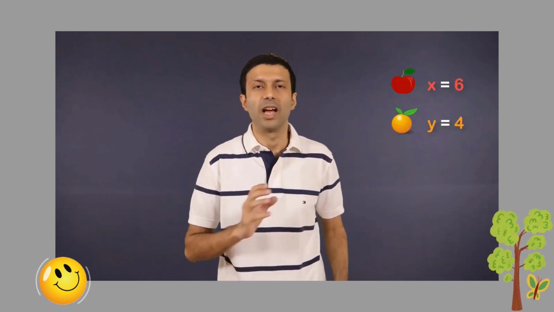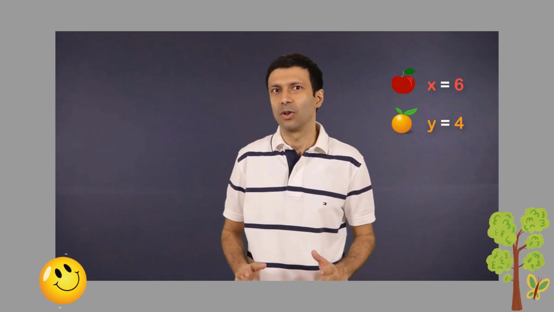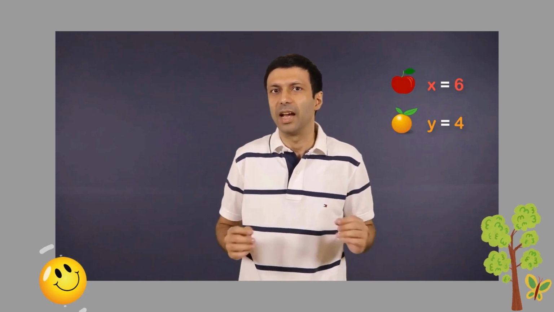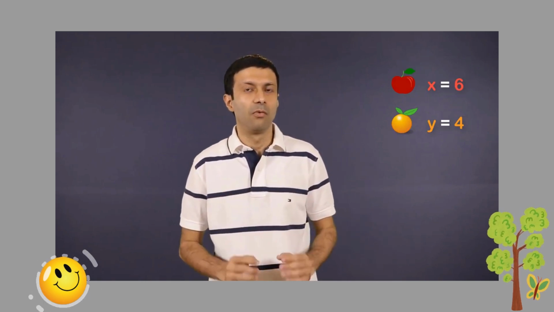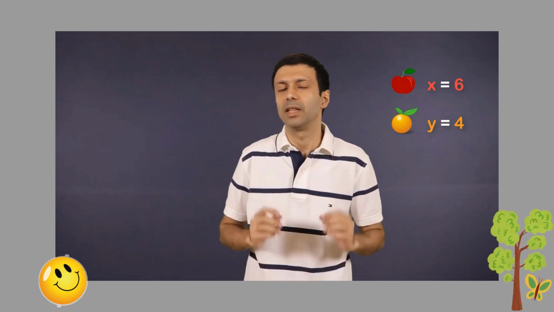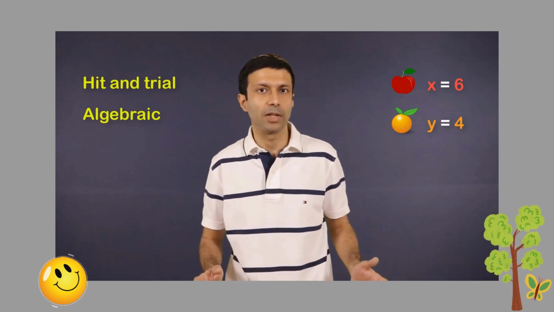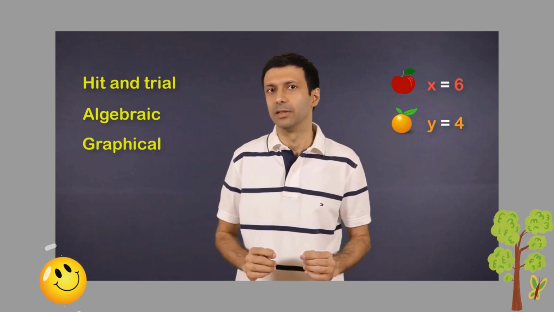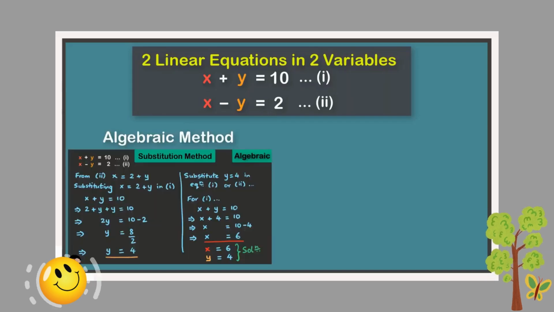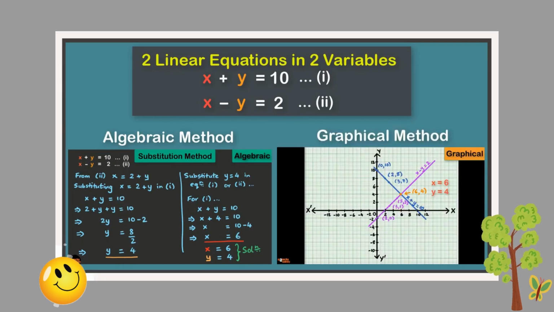So we got the same answer for our fruit puzzle, x equal to 6 and y equal to 4, or apples are 6 and oranges are 4, for all the 3 methods that we tried: the hit and trial method, the algebraic method and graphical method. So let's put the summary of what we've learned till now on our concept board.